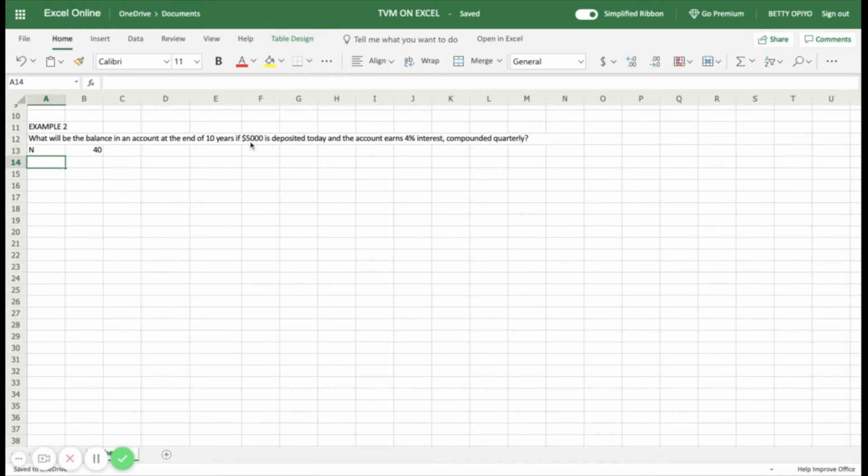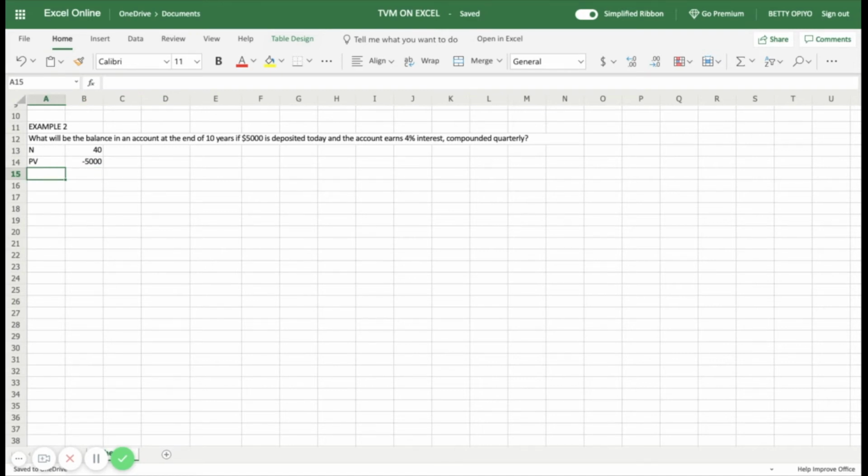5,000 is the money that is deposited today. Because it says that 5,000 is deposited today, that gives you an idea that this is the PV. So PV is negative. Make sure that you put a negative sign before the present value, otherwise you'll get an error. So negative 5,000 is the PV.